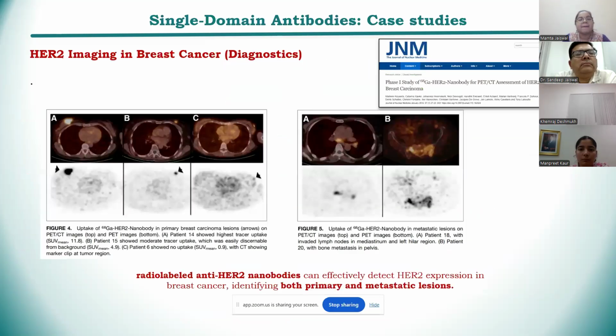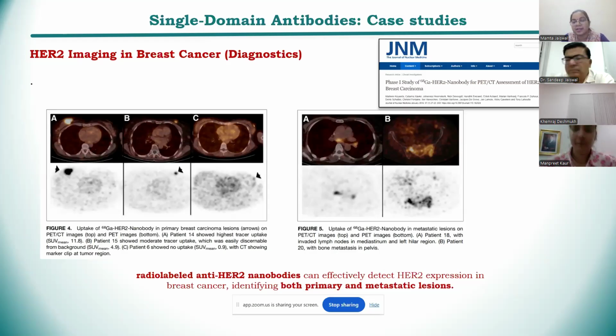Another example is breast cancer imaging for diagnostic. Here they have used radiolabeled anti-HER2 nanobodies and used gallium 68 for imaging the breast cancer in patients, and with these nanobodies both types of carcinoma can be detected, whether in a primary, very early stage, or in metastatic lesions.